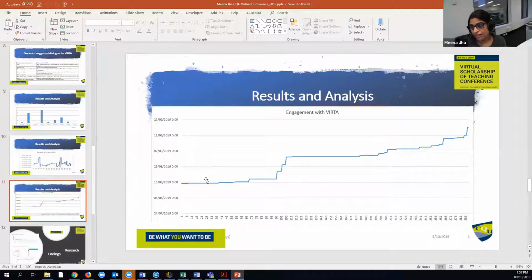In the beginning, not many students were engaged, but as the assessments started approaching, they were more engaged with VIRTA, looking at how to reference, how many scholarly citations they need to use, how to write the assessment, whether there is any template provided. Some of them, not many, have also asked how to take an extension on the assignment.